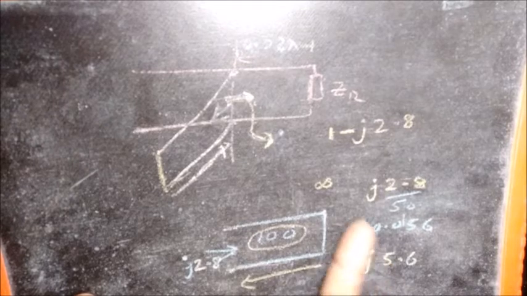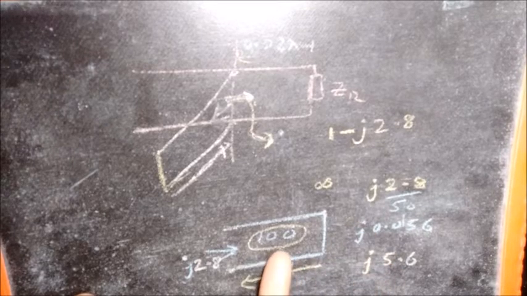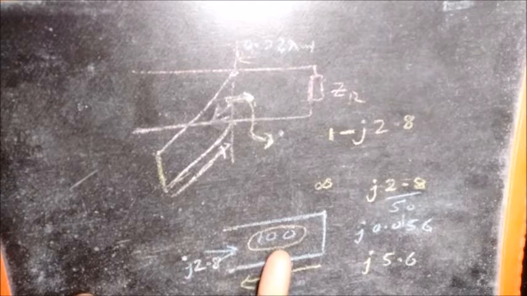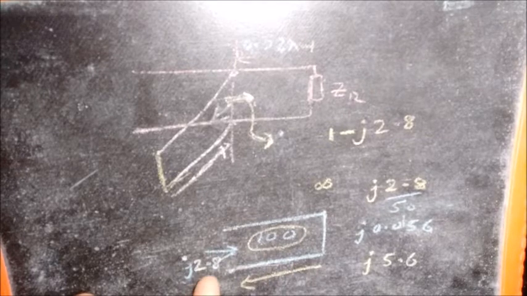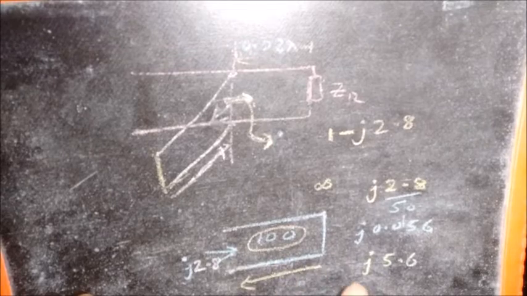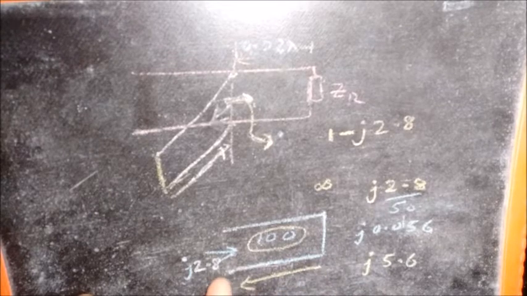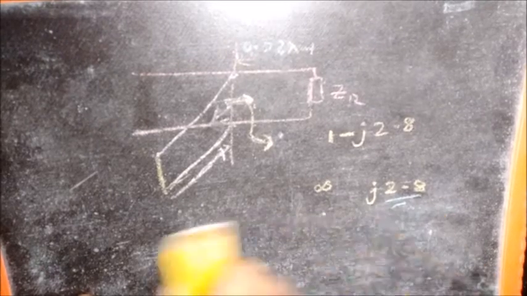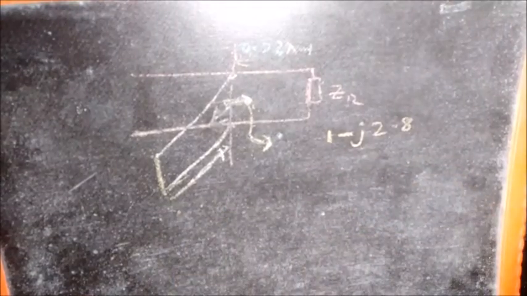This conversion happens because the characteristic impedance here is not 50. If it was 50, then it would have been just j2.8. Since it is not 50, the normalization scale changes, and hence we have to go for j5.6. So let us do that.